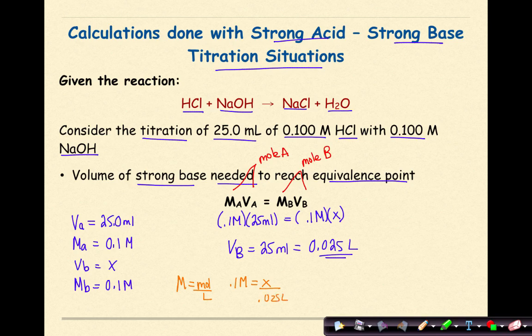And if we multiply together 0.1 times 0.025 liters, we're going to get 0.0025 moles of acid. And at the equivalence point, we want that to equal 0.0025 moles of base. So at the equivalence point, that's what we're trying to look for, that the moles of acid is equal to the moles of base.